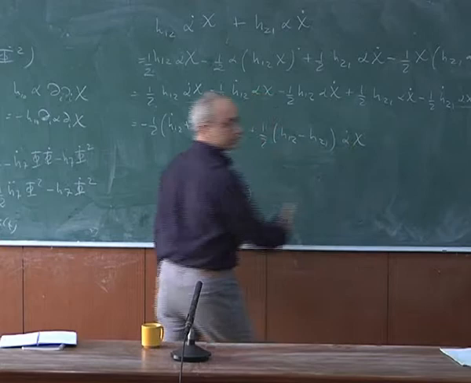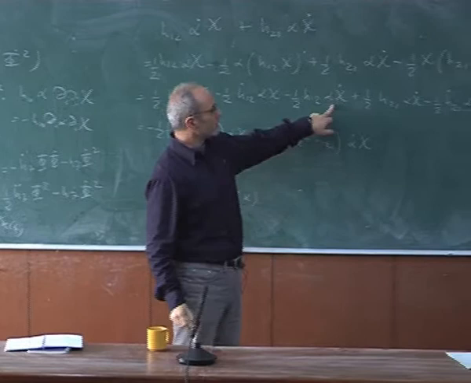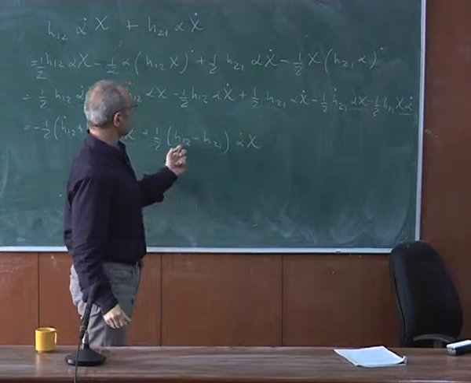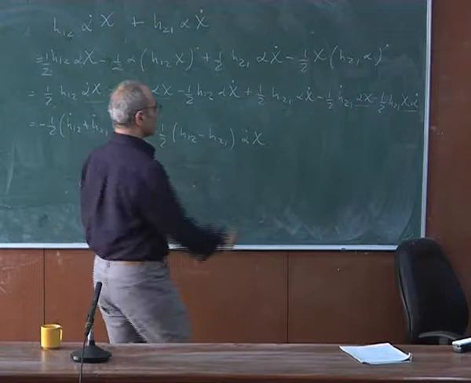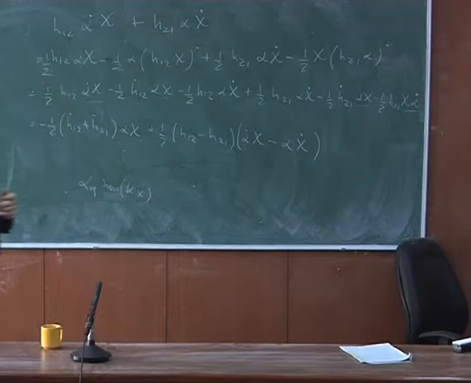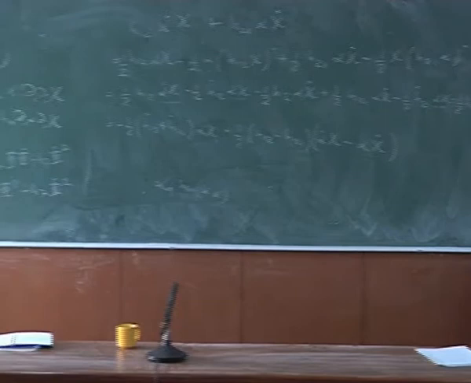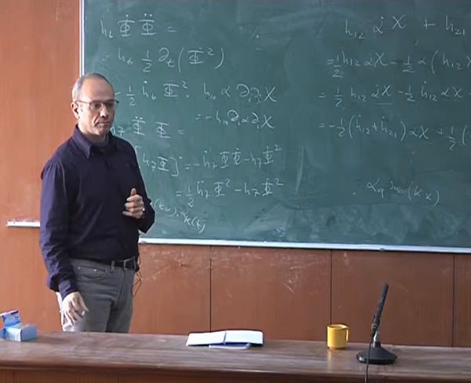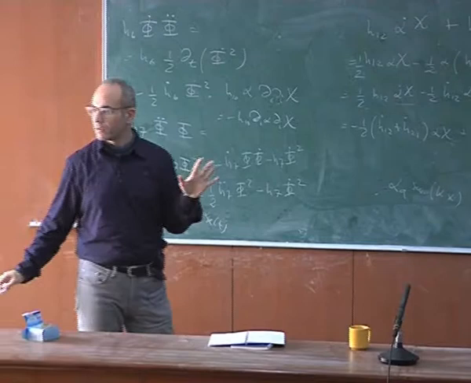Then let's see what happens to the other term. This one will be this one and this one. You see, it's the same, but up to a minus sign. So this will be minus alpha chi dot. OK? All right? Then I will stop changing this term.